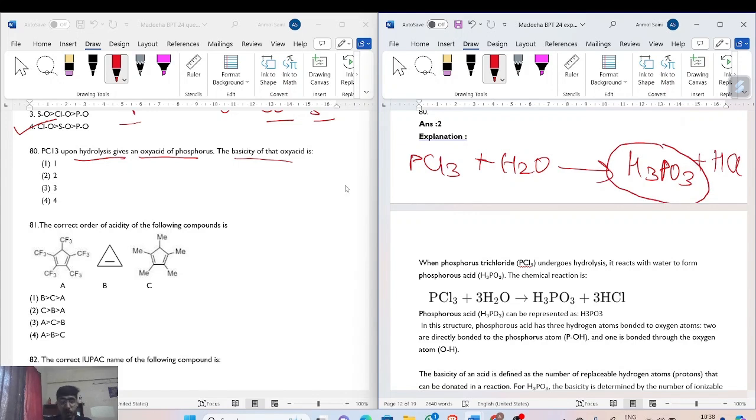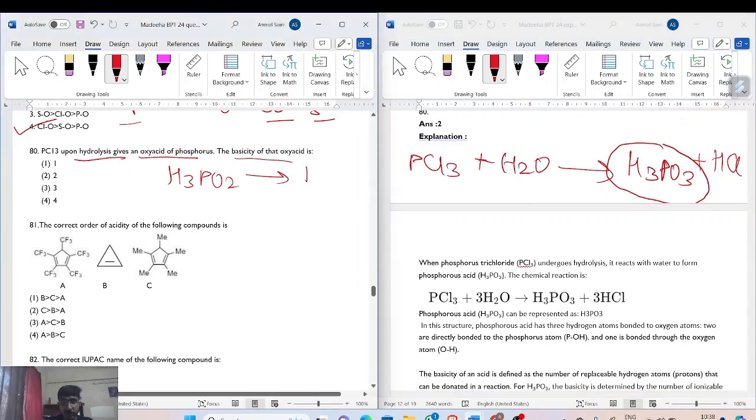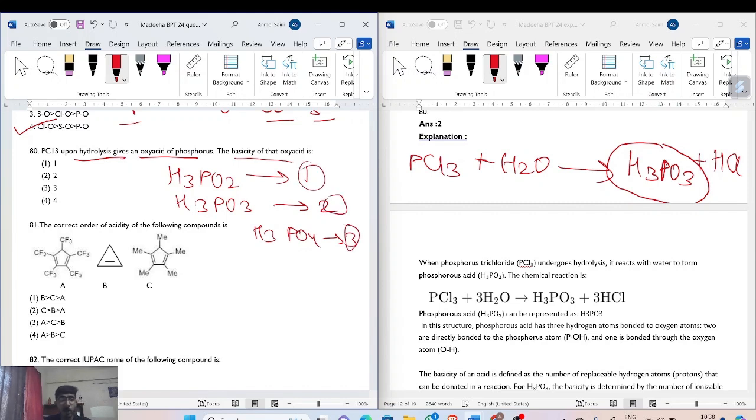We know the basicity of the oxo acids of phosphorus: for H3PO2 the basicity is 1, for H3PO3 the basicity is 2, and for H3PO4 the basicity is 3. Here we are given H3PO3, which means the basicity of the oxo acid is 2, so the correct answer will be option number 2.